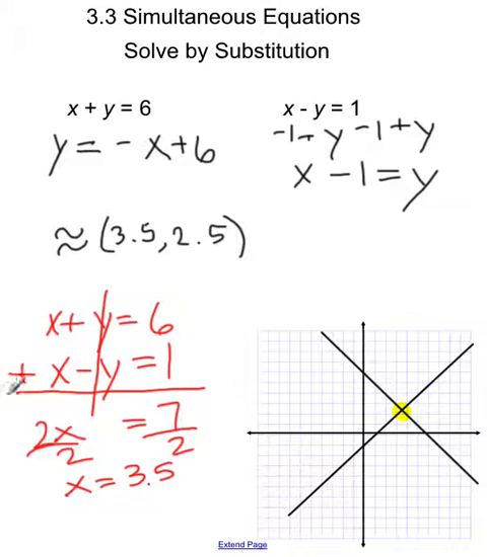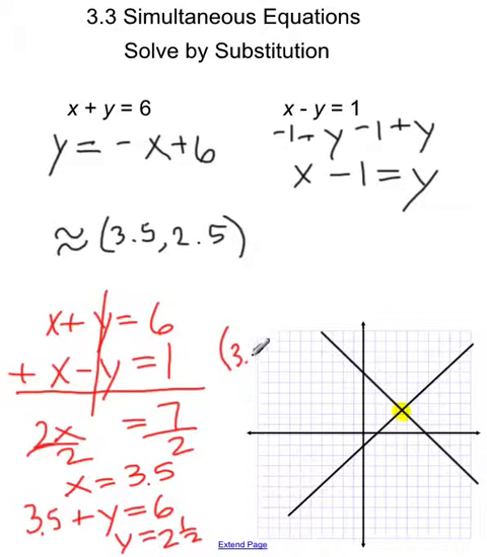When I plug 3.5 back into the equation, I get 3.5 plus y equals 6, and when I solve for y, I get y equals 2.5. So my solution using the elimination method was (3.5, 2.5). So now I confirmed algebraically that that was indeed the answer. So this problem right here, I would definitely use elimination. It works out beautifully. It's very easy.